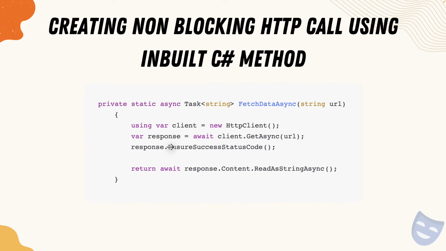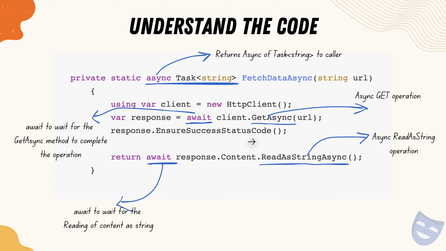Now we are going to be creating a non-blocking HTTP call using an inbuilt C# method. So we are going to use the HttpClient class of the C# library. As you can see, this HttpClient has an async method, the GetAsync operation, and it is going to use an await keyword. To understand the code even further, this is how it's going to look. As you can see, this FetchDataAsync method has Task of string written over here, which means it is going to be an async method.